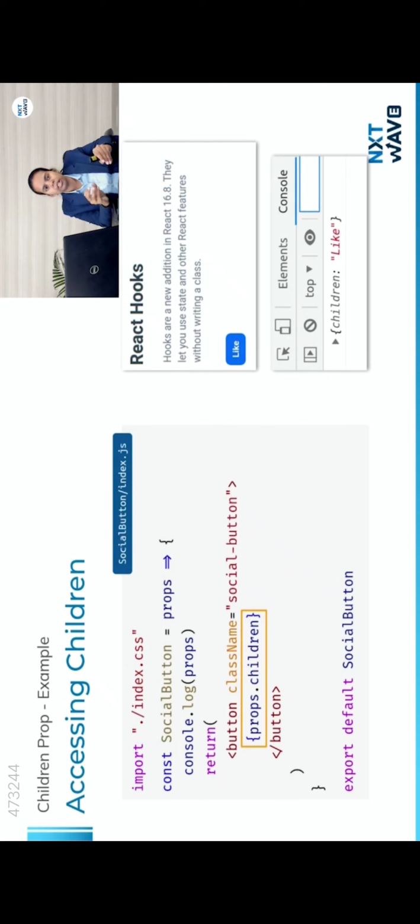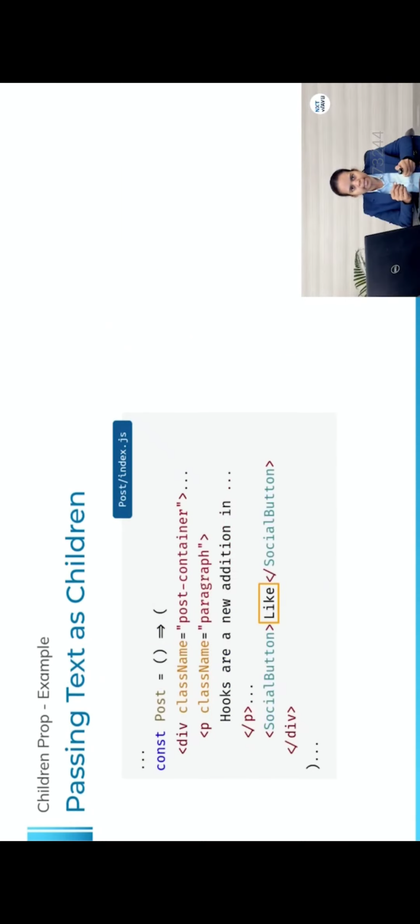And then we want to display that on the button. So you can see that within the button JSX element, we have these curly braces, and we have written props.children. So what do we have in props.children? The like text. So that like text is being added there, and you can see in the button, we have the like text. Okay, clear? So what's happening here is, we have written like between the opening and the closing tag of this SocialButton component.